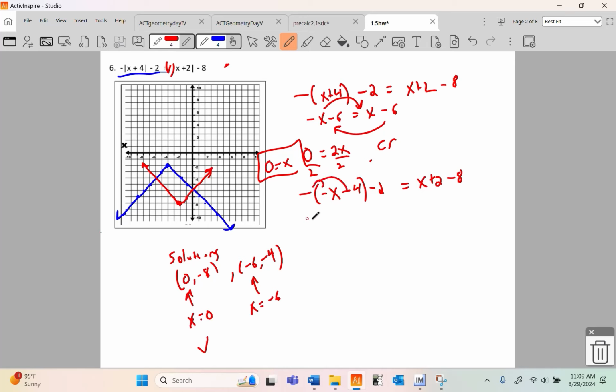Distributing the negative here, I'm going to have x plus 4, and then minus 2. Combining stuff on the right, I have a negative 6. This is x plus 2 equals x minus 6. Ah, phooey. I didn't make a mistake anywhere, did I? Well, we got a gibberish equation. We did get gibberish, didn't we?